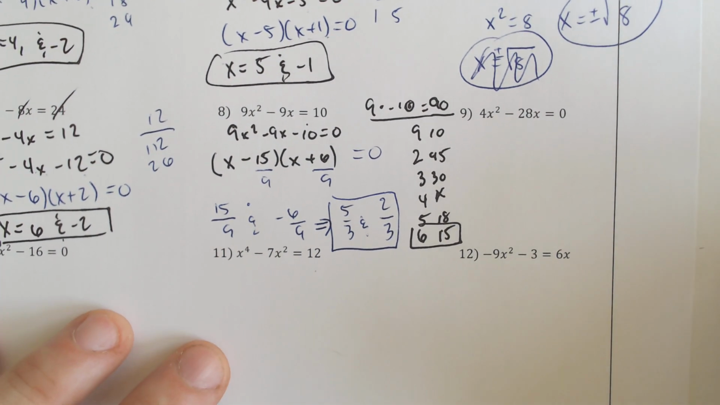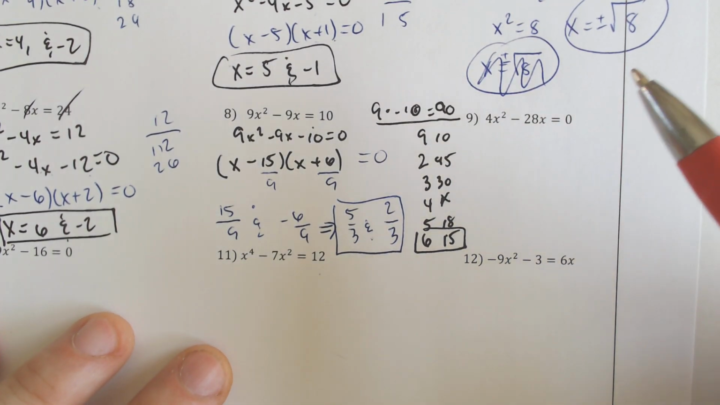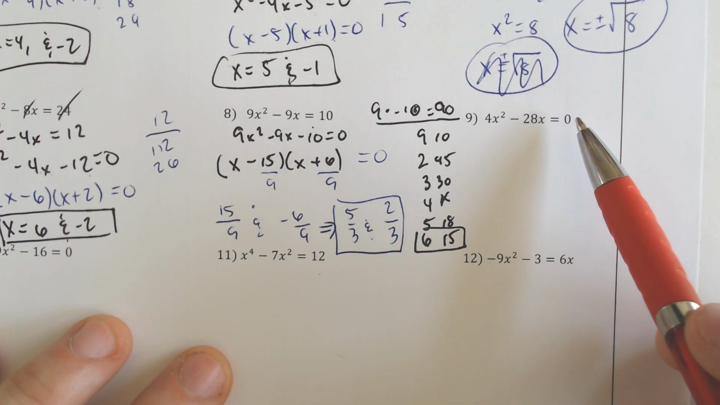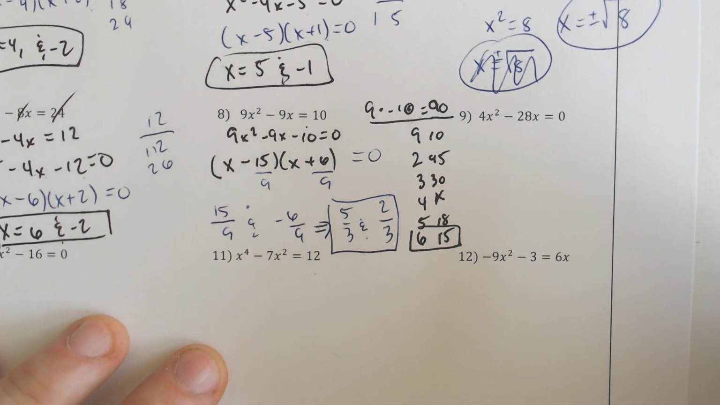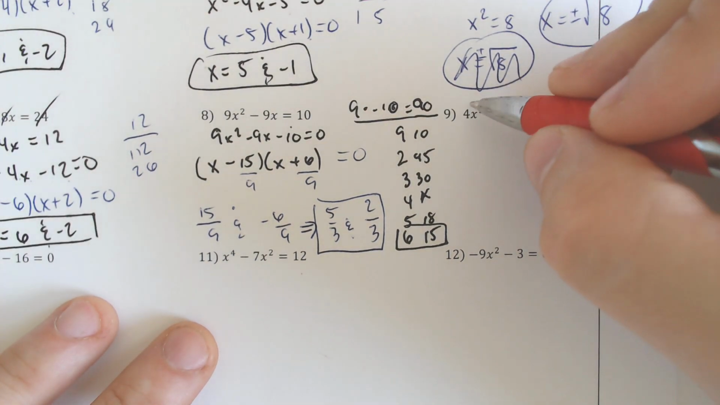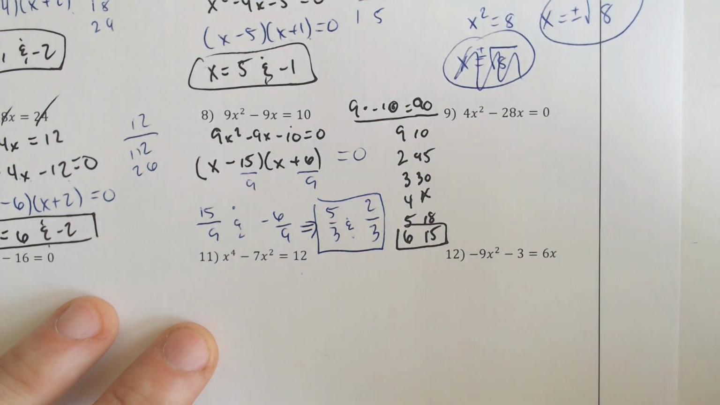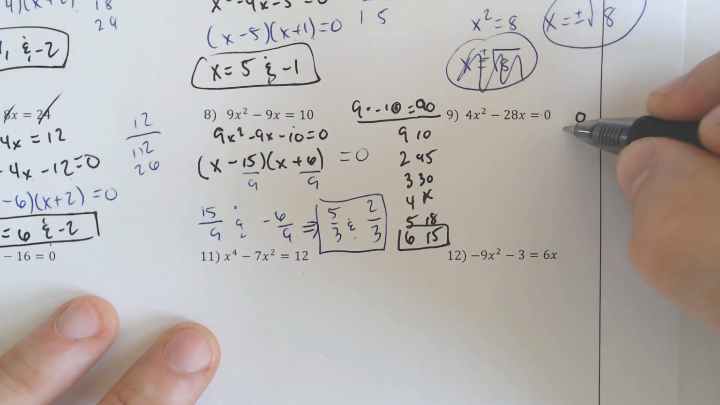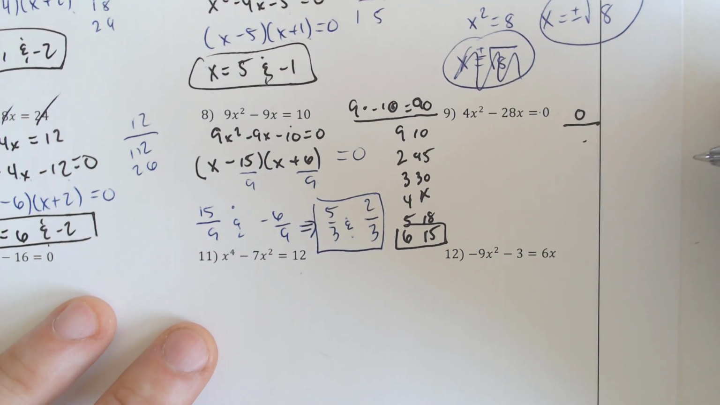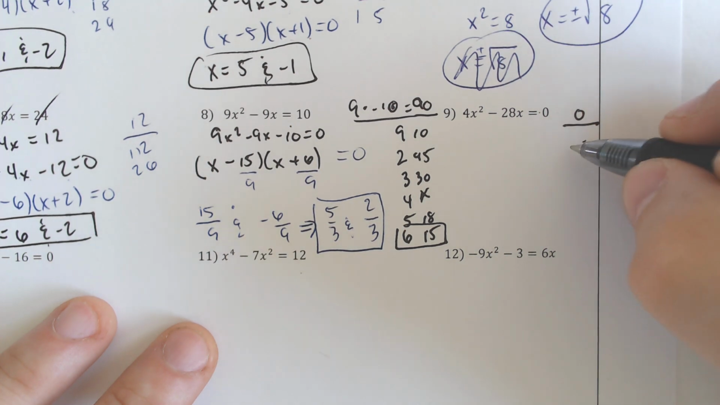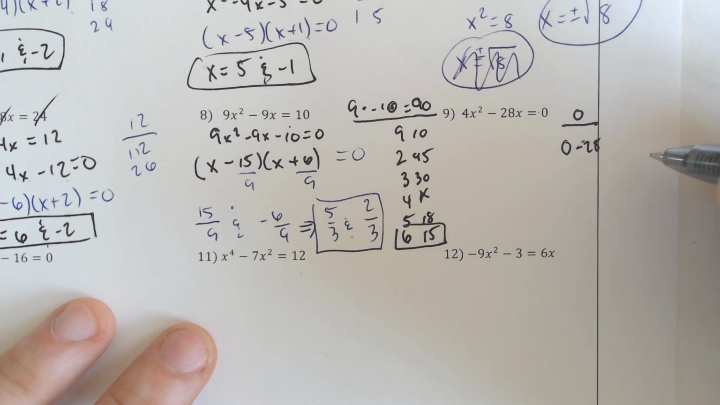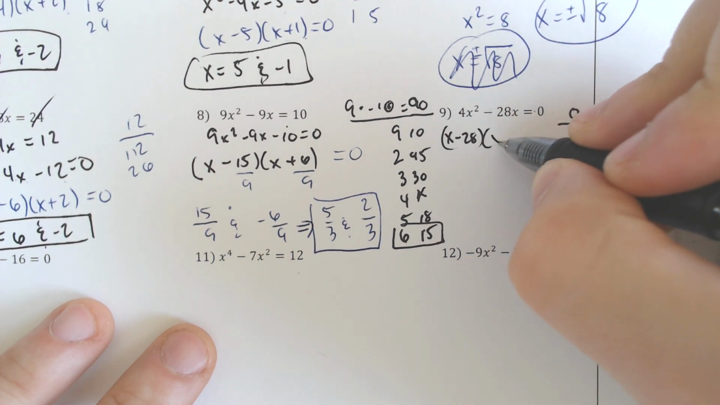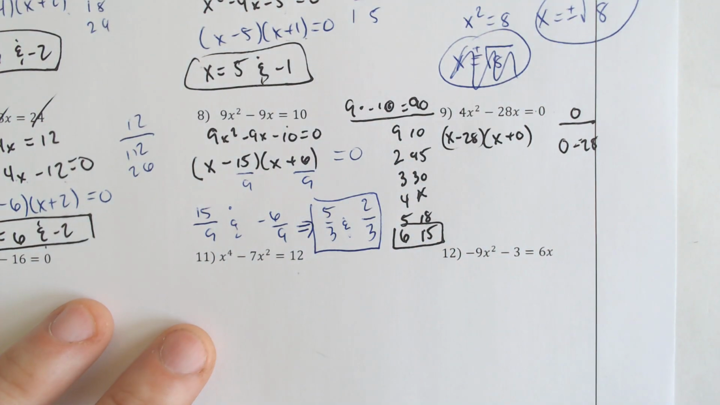Ta-da. Number 9. This one. You could do this whole 4 times 0 idea because the last term is 0. So if you do that and if you're completely stuck, you could do that. And I'm going to prove to you that you can, even though it's not the best method. The best method is greatest common factor. 4 times 0 is 0. What multiplies to 0 but adds to negative 28? That would be 0 and negative 28. So this would be x minus 28 and x plus 0, so to speak.